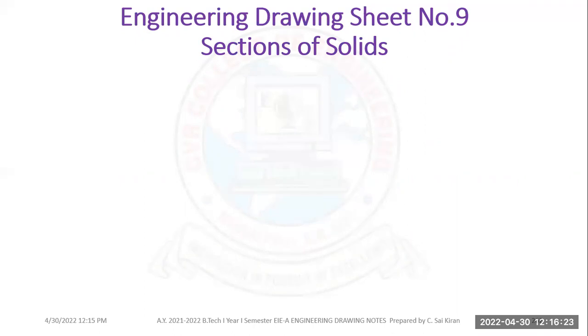Why do you need to make sections of a solid? If the solid has a very complex shape and you want to see the hidden lines, the hidden lines will be visible only if you make a section of the solid. So whenever the hidden lines are confusing and make the solid hard to understand, we mainly use sections of solids.